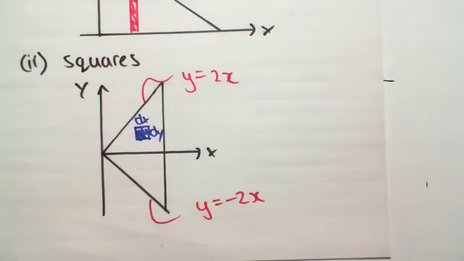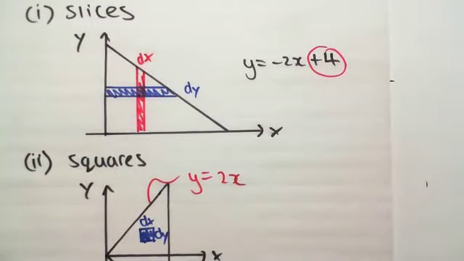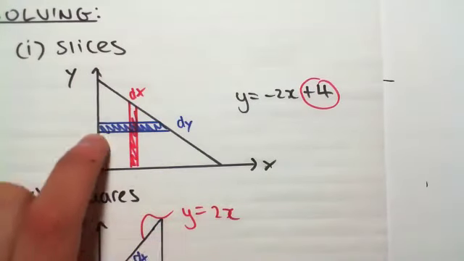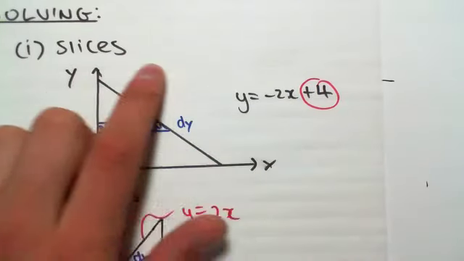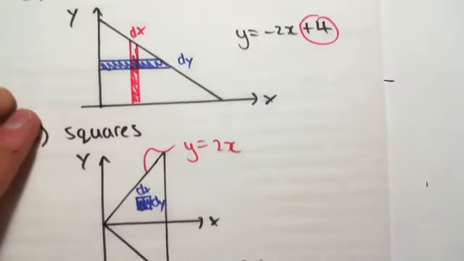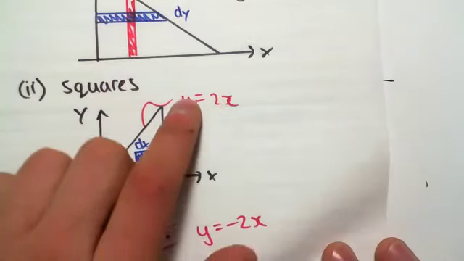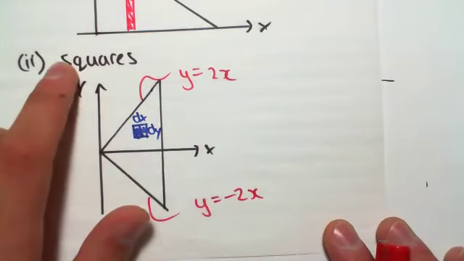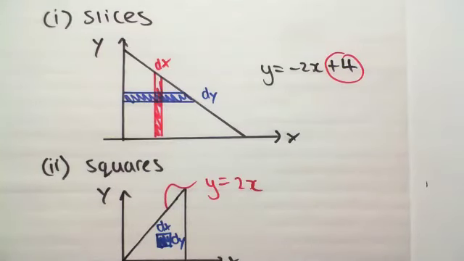So just to summarize that, how to know when to do which method for triangles. Whenever you have a triangle enclosed by a line which has a y-intercept, do slices, it's much easier. Whenever you have a triangle enclosed by lines which do not have y-intercepts, do squares, it's much easier. So we're going to be doing examples of both of them so I can show you why.